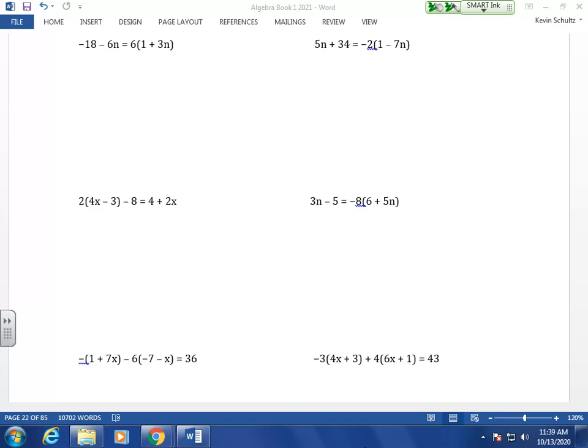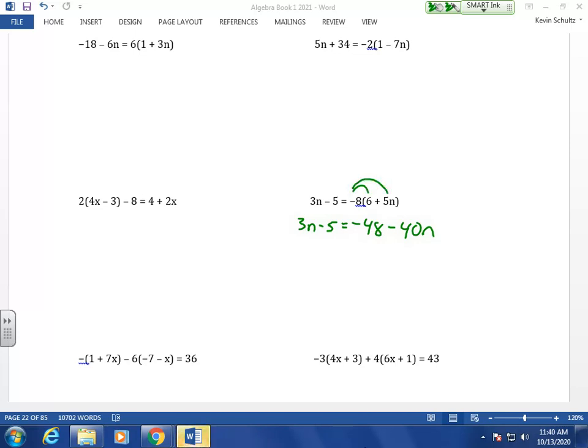I'll tell you. There's a pretty simple way to check answers that we'll talk about once we do the last one, because I almost guarantee you'll pick that one to do next. But anyway, we're going to distribute first, okay? Which means we're not doing anything to the left side here. 3n minus 5 equals -48 minus 40n. I got that by multiplying -8 by 6 and -8 by 5n.